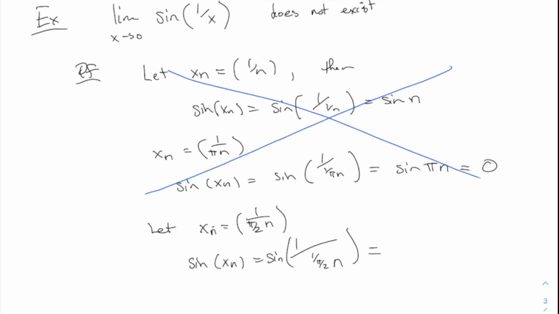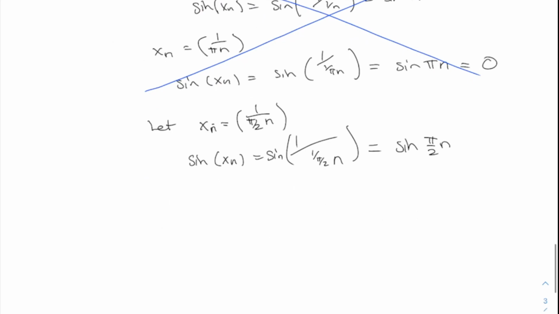which is the sine of pi over 2n. And this, I like this sequence. What are the values of that sequence? Sine of pi over 2 is 1. The next one would be pi over 2 times 2, which is pi. That's 0. This sequence actually is 1, 0, minus 1, 0, 1, 0, minus 1, 0, etc. That's what that looks like.